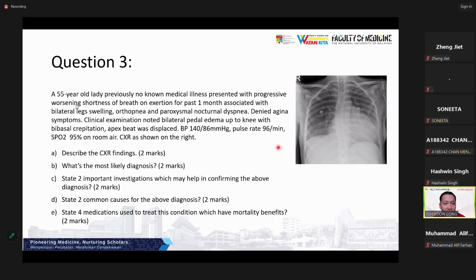Okay, anyone want to answer? Describe the chest X-ray, 2 marks. There's cardiomegaly. Okay, cardiomegaly. What else? Some of you were right. The cardiothoracic ratio is increased, which is the description for cardiomegaly; you can add it if you have time in the exam. What other things? Blunting of the left costophrenic angle, meaning there is a little bit of fluid there.